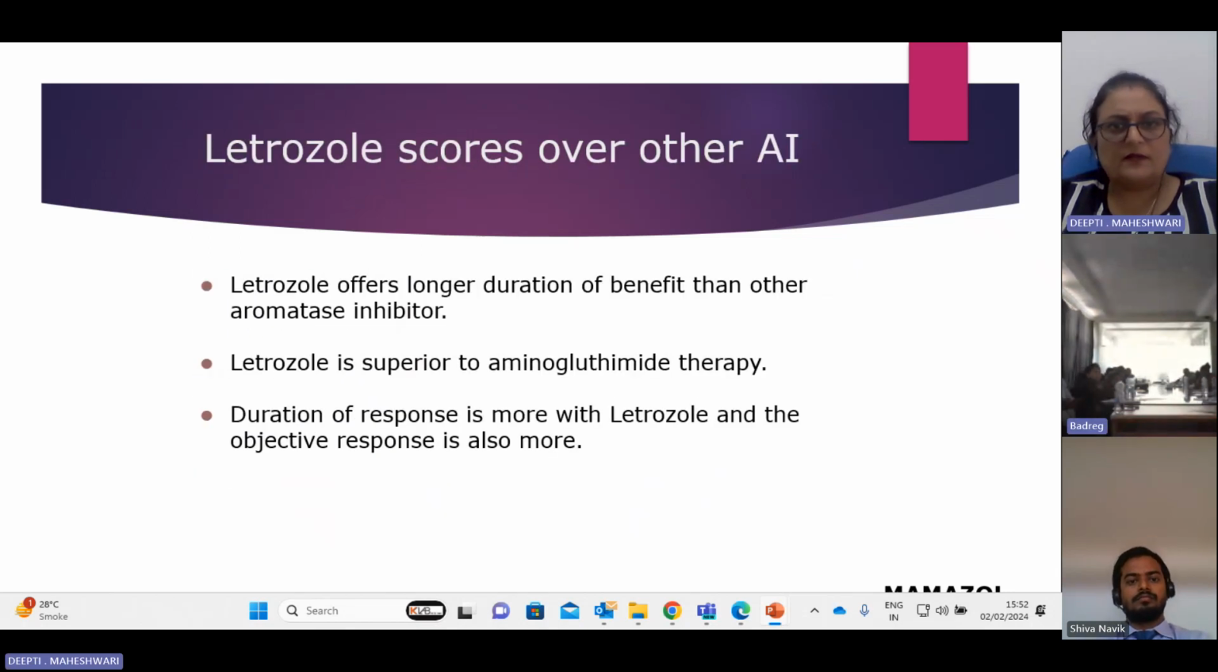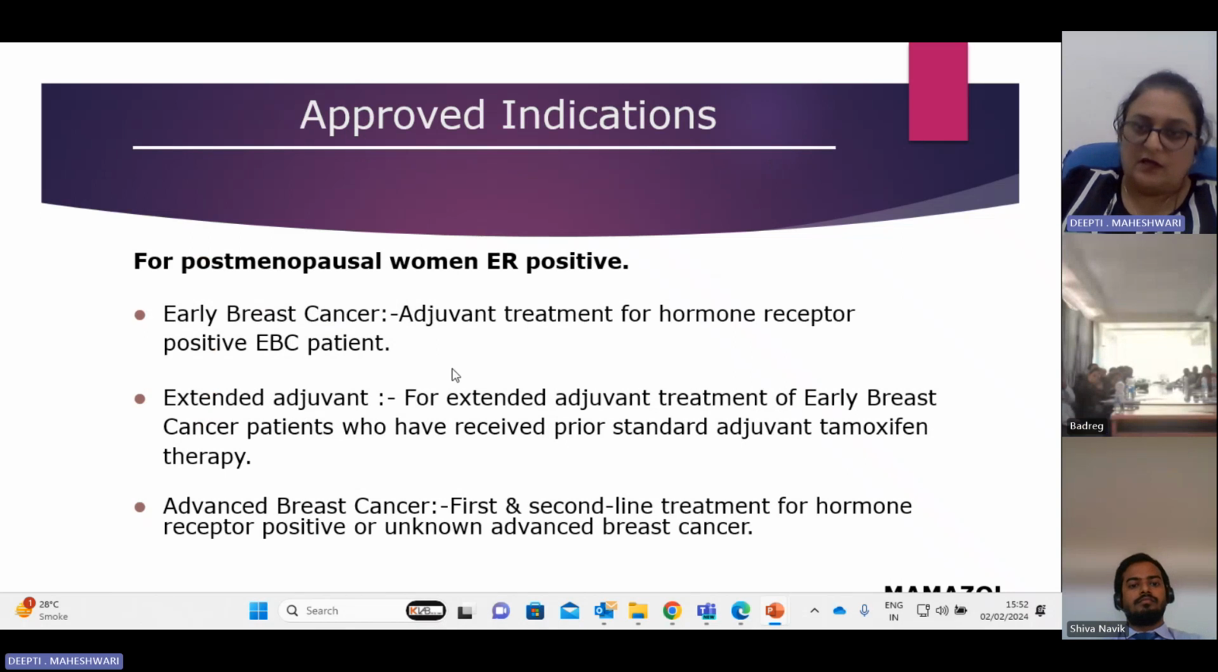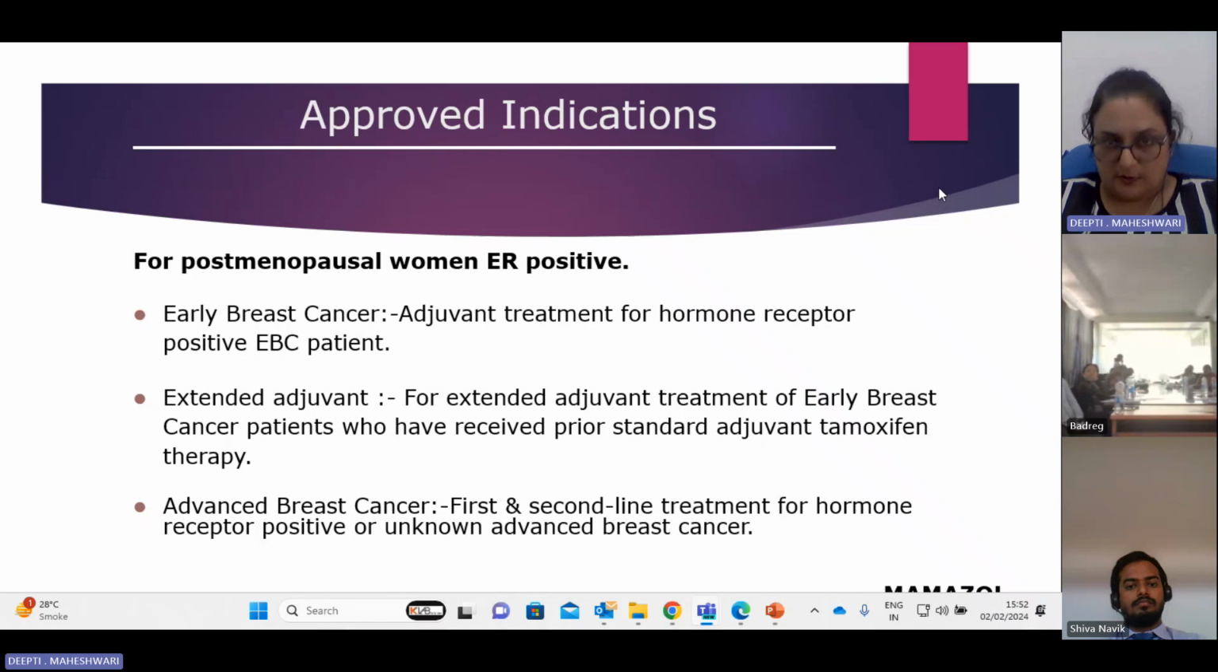It's an aromatase inhibitor, scores over the others. Yeah, now coming to the indications. We have seen that aromatase inhibitors are, of course, for postmenopausal women only. Postmenopausal women with ER positive, that means who have got estrogen receptor positive. Now, there also where exactly it can be used.